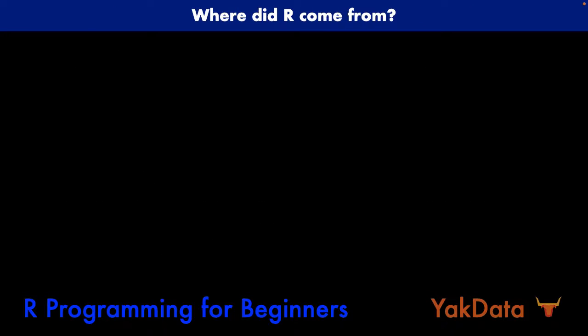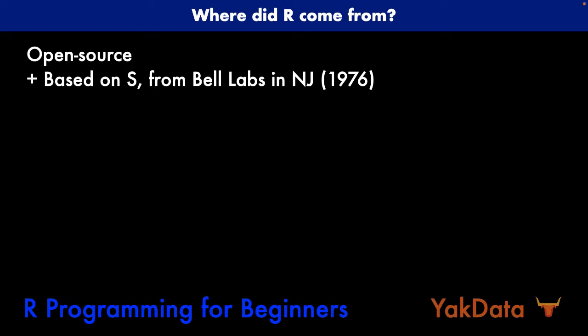So, where did R come from? First, you should know, of course, it's open source, which you probably already knew. But you might not know it was based on a programming language called S, developed in Bell Labs in New Jersey in 1976. So its origins are quite old. Bell Labs, if you're not familiar, was part of AT&T, and it was their research arm.